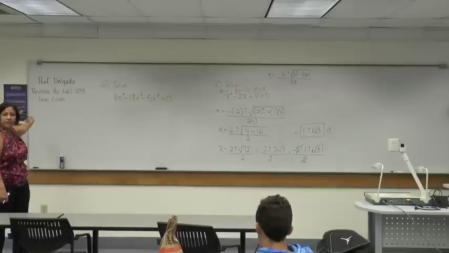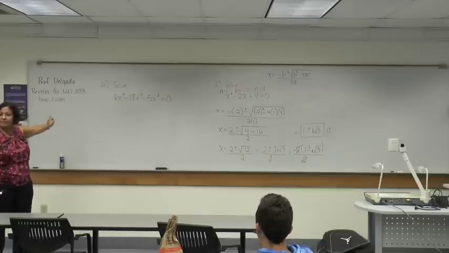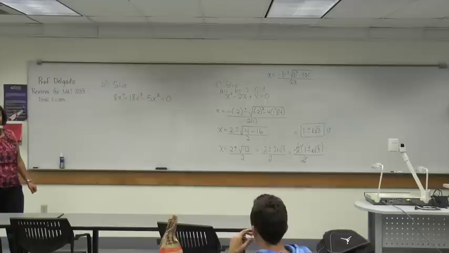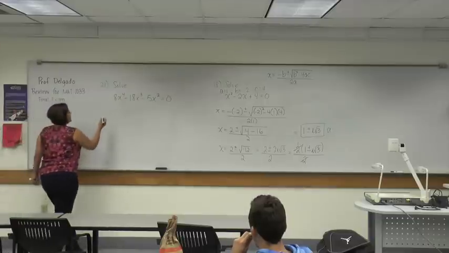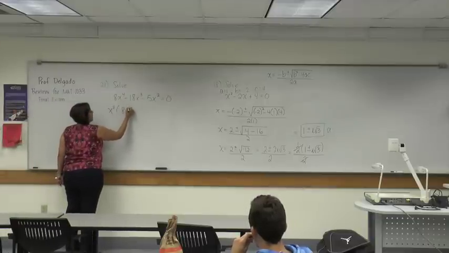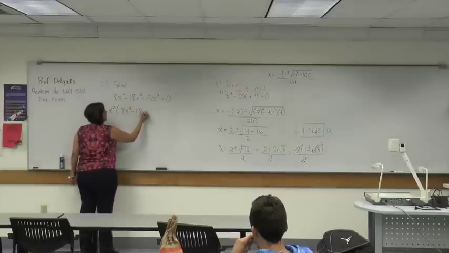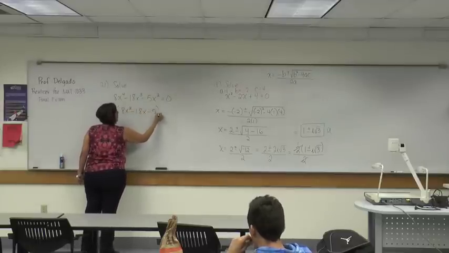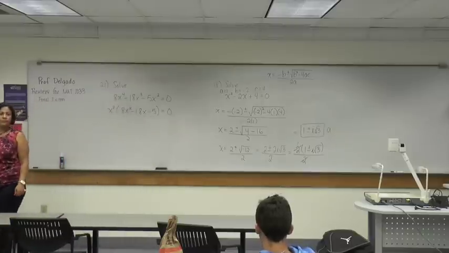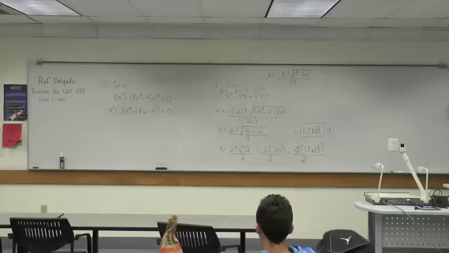What's the greatest common factor? What can we factor out from all three of those terms? X squared. And x squared, right? So let's do that. Let's factor out an x squared and see what happens. Well, it's looking a little better.